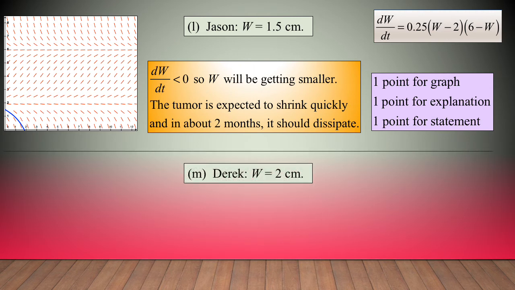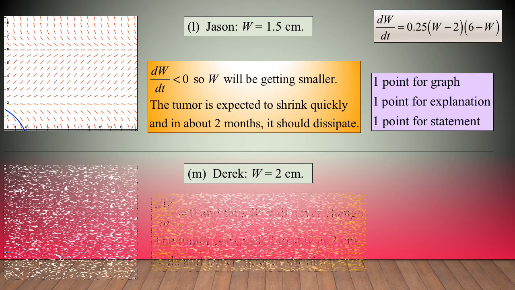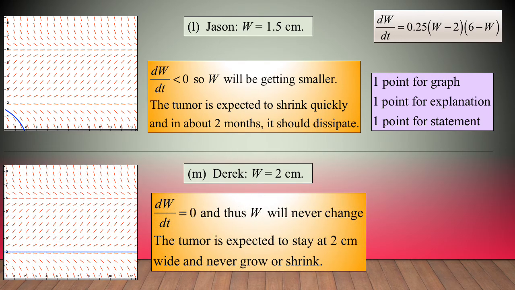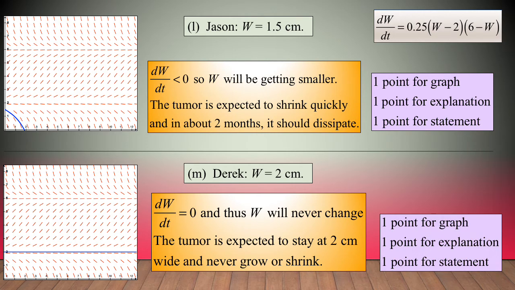Part M deals with Derek, whose initial tumor size is 2 centimeters. dw/dt is equal to 0, and thus w will never change. The tumor is expected to stay at 2 centimeters wide and never grows or shrinks. Again, 3 points for this problem: 1 point for the graph, 1 point for the explanation, 1 point for the statement.